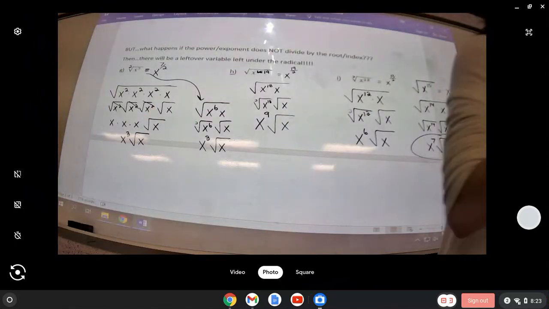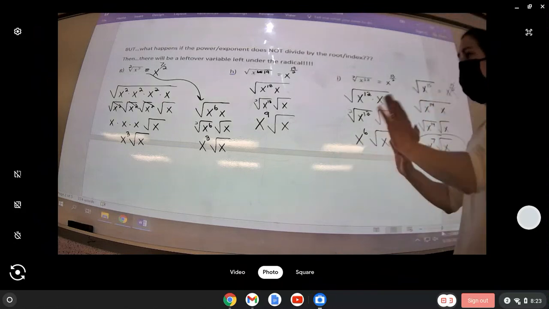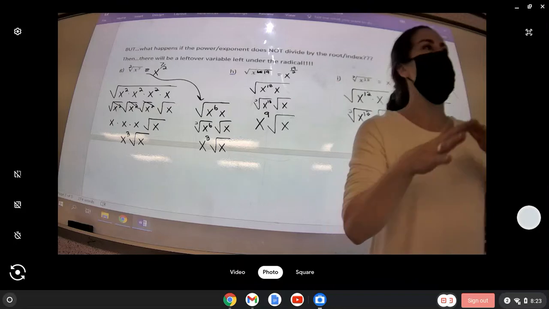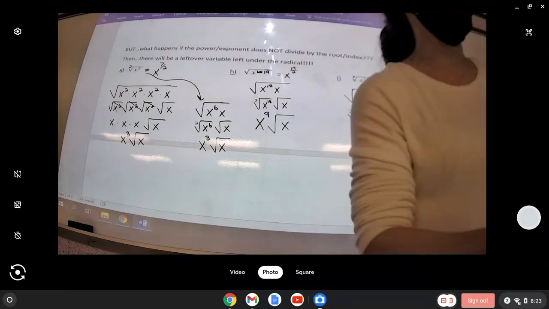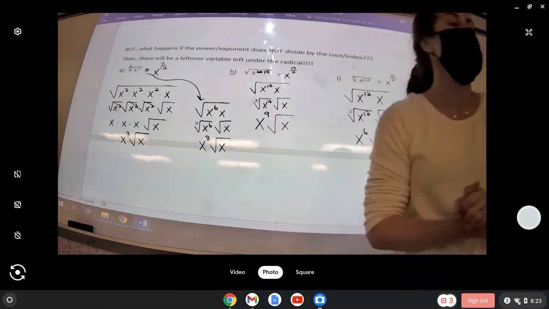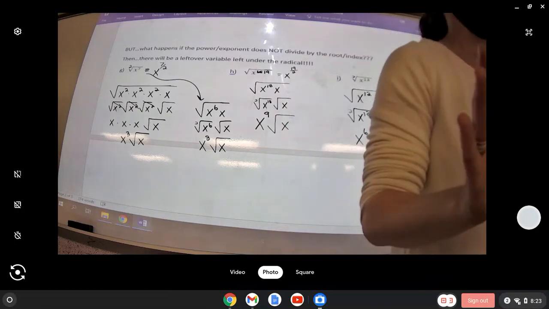All right, so here's the deal. Believe it or not, that's really just the tip of the iceberg with the problems that you're going to be assigned. So I just kind of wanted to ease you into this because I'm not sure you've ever seen this before with the variables under square roots and stuff. So I didn't assign any homework for tonight.